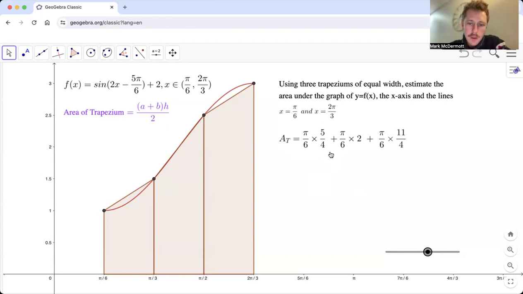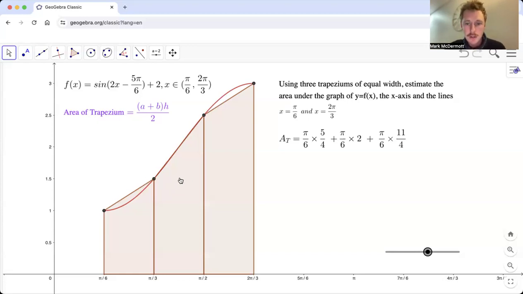You're probably wondering where I got this 5 on 4 from. When I think of trapeziums, I just think of them as average rectangles. I can see here the left endpoint at pi on 6 is at 1, and the right endpoint is at 1.5. So I think of this as a rectangle with an average height in between. Halfway between 1 and 1.5 is 1.25, which is 5 on 4 as a fraction. If you're not sure why, 1.25 times 2 is 2.5, and doubling it gets you to 5, so a quarter of 5 must be 1.25.